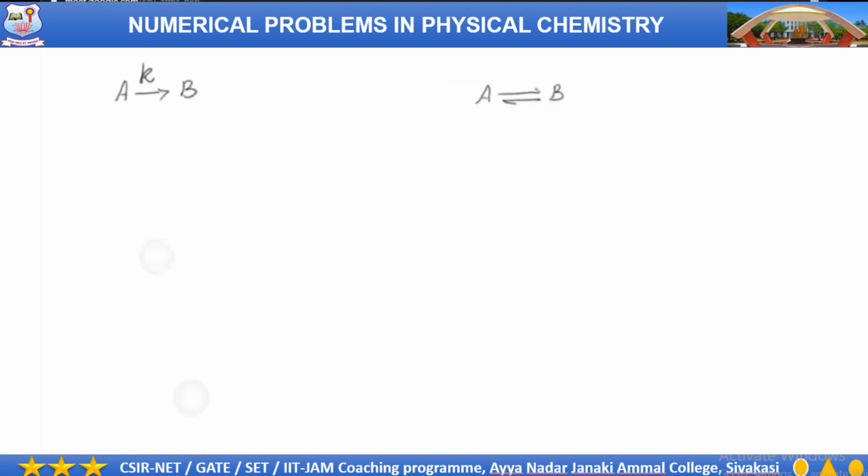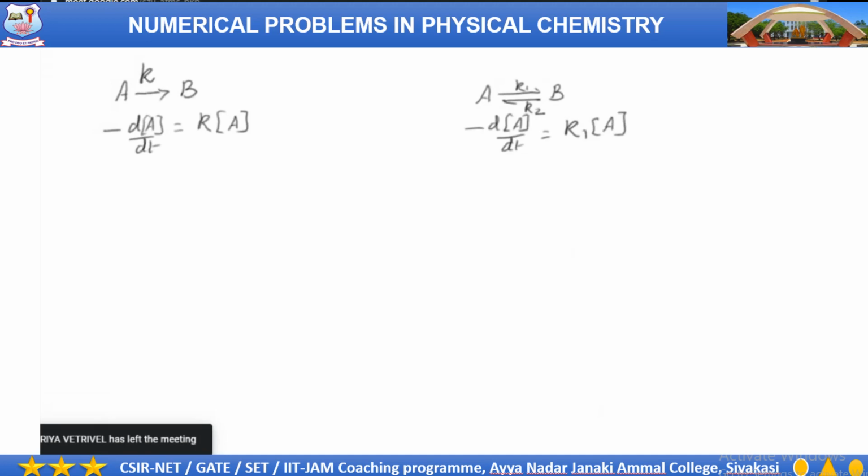For the irreversible reaction, the rate law is given by the change in the concentration of A, dA by dt, equal to k into the concentration of A. But here, what is the rate law equation? Let us assume the forward rate constant is K1, or Kf, and the reverse reaction is K2, or Kb. The rate law is, as usual, dA by dt equals K1 into the concentration of A minus the reverse reaction, K2 into the concentration of B. This is the rate law equation we generally give.